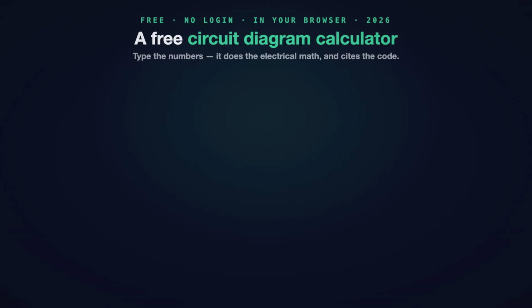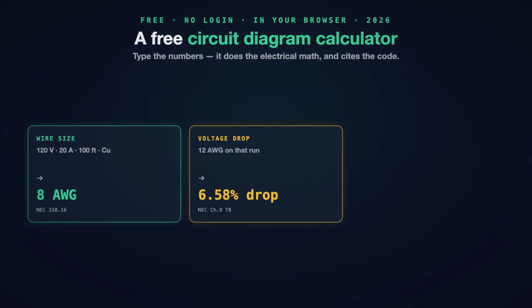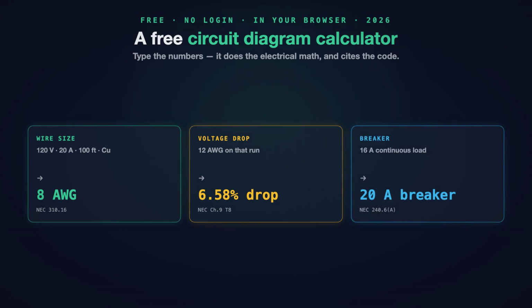This is a free circuit diagram calculator running in a browser tab. No login, no install, no paywall to get an answer. Type in a couple of numbers, and it does the electrical math for you: the wire size, the voltage drop, the breaker, and it cites the code rule it used. Then it pairs with a free editor, so you can draw the circuit those numbers describe.